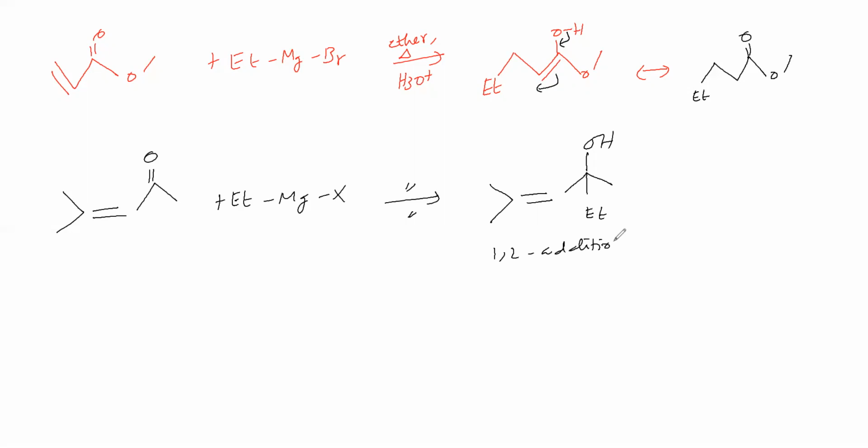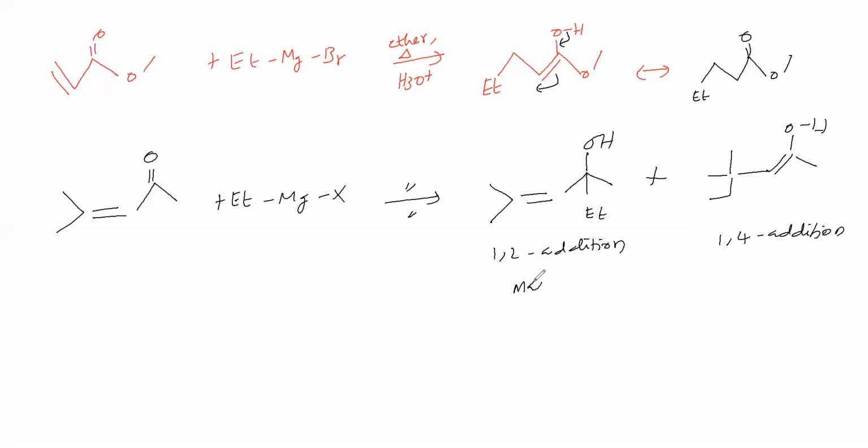Then we'll see the 1,4 addition product. 1,4 addition means this O becomes OH. Between the second atom and third atom, a pi bond comes. At the fourth atom, an ethyl group comes. So one methyl, another methyl, here the ethyl group, here the pi bond, this O becomes OH, then this methyl. This is the 1,4 addition product.